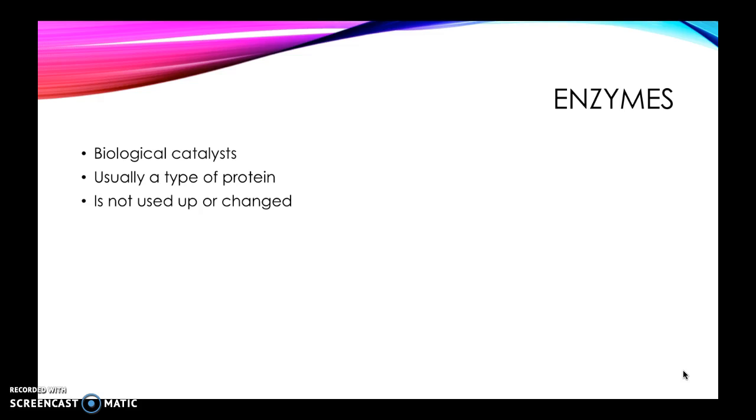A specific type of protein is an enzyme. These are biological catalysts. And recall that a catalyst is anything that will decrease the activation energy of a reaction. When an enzyme is used in a reaction, the enzyme itself is not changed or used up. This means that the enzyme can be used over and over again.